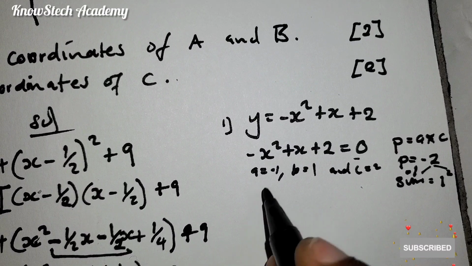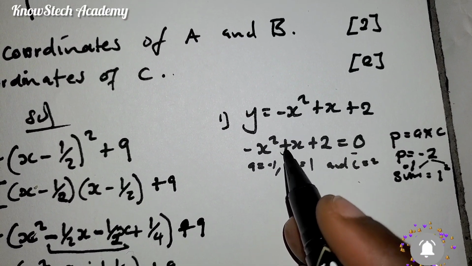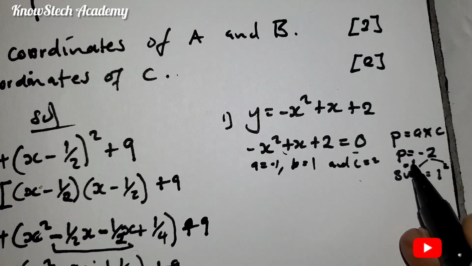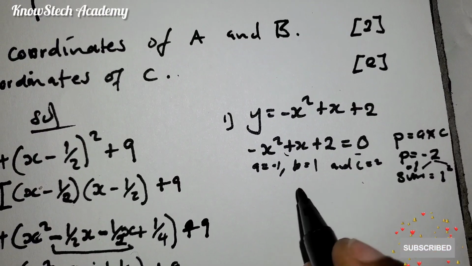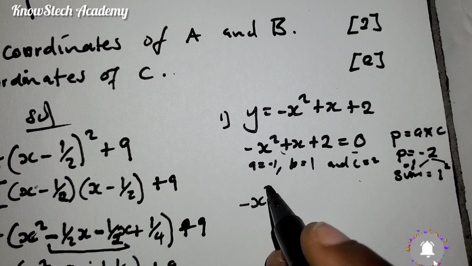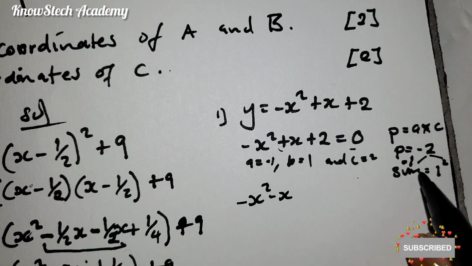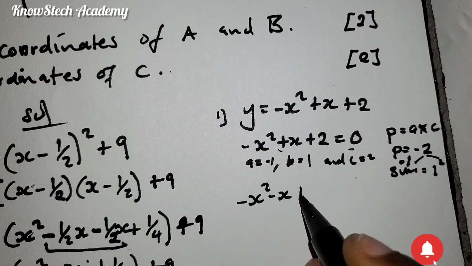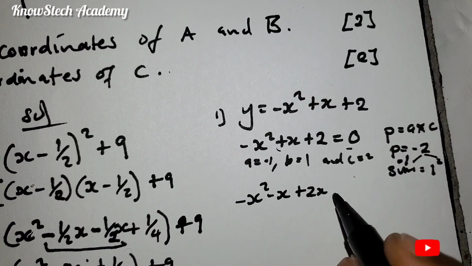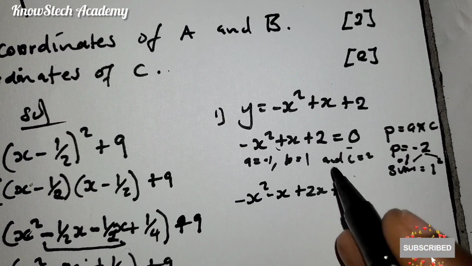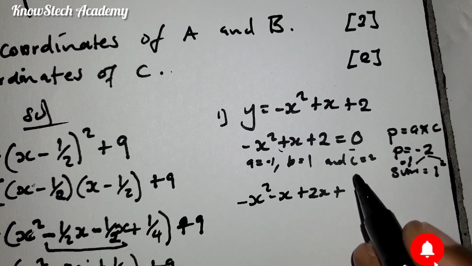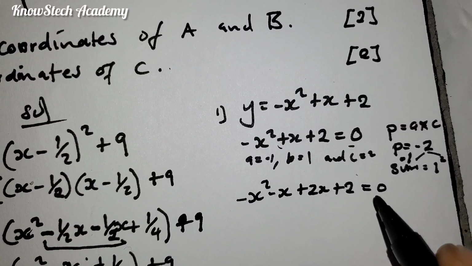So we're going to split this b, which is positive x, with the products we found here. So we're going to say negative x squared minus x plus 2x. Then the constant remains the same, positive 2, is equal to 0.